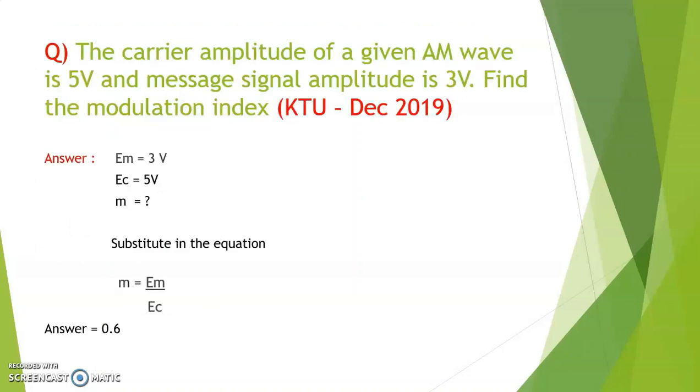Now let's do certain problems based on amplitude modulation. If the carrier amplitude of an amplitude modulated wave is 5 volt and the message signal is 3 volt, then you are asked to find the modulation index. This was a KTU University question of December 2019 examination. So what is given in this is EM is given to be 3 volt, EC is given to be 5 volt, and you are asked to find out what is M. So you can substitute in this expression M is equal to EM by EC, and you will finally get it as 0.6. It is a unitless quantity.